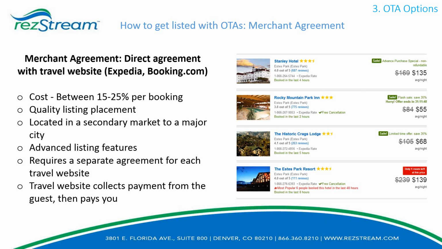You want your inventory, your property, to be on Expedia. You call Expedia directly. You sign an agreement with Expedia. And then from that point, if you want to add Booking.com, you call Booking.com, you sign a different agreement with Booking.com, okay? So this merchant agreement model is you hand select the travel websites that you want to be on, and you go and you contact them directly.